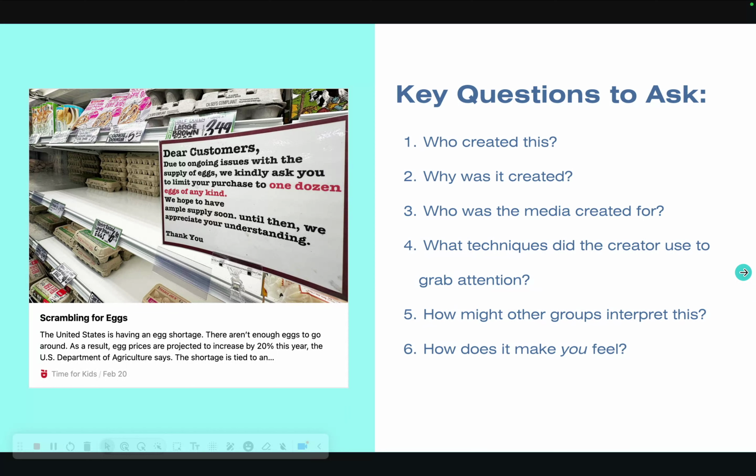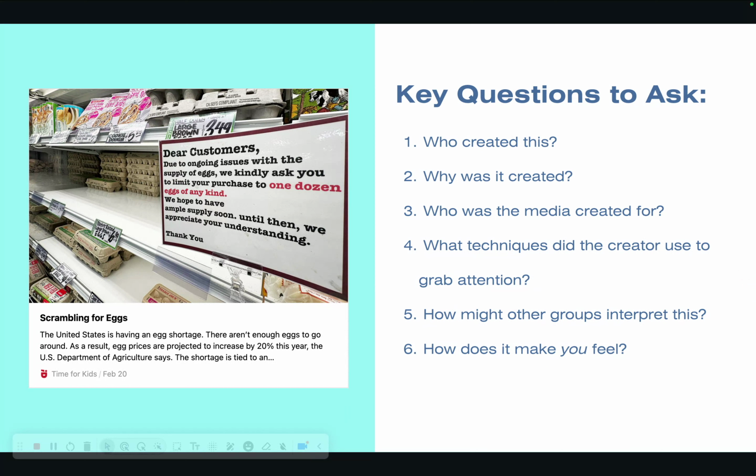What techniques did the creator use to grab attention? One of the things that I noted was that in the image that was used, it says, "Dear customers, due to ongoing issues, limit your purchase to 1 dozen eggs of any kind." The image is focused on what looks like a warning sign almost, written in red lettering. How might other groups interpret this?